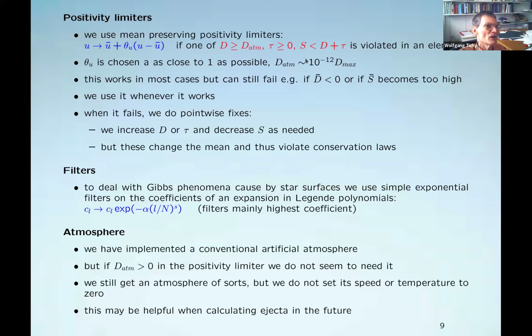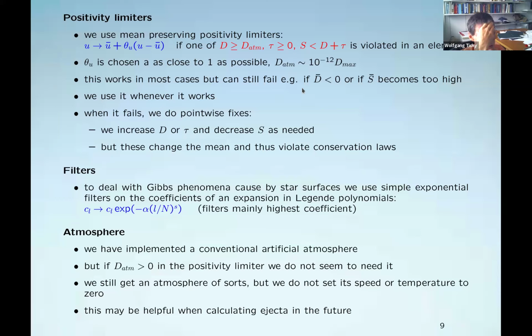And we do the same thing for all evolved variables, for the d, for the tau, and also for the s. And for the d, we say basically that d should be positive everywhere. So this is almost like an atmosphere. We say that d should be larger than 10 to the minus 12 of the maximum density that we have, but the maximum is usually in the center of the star. And this works in most cases, but it could still fail if the density average turns out to be negative.